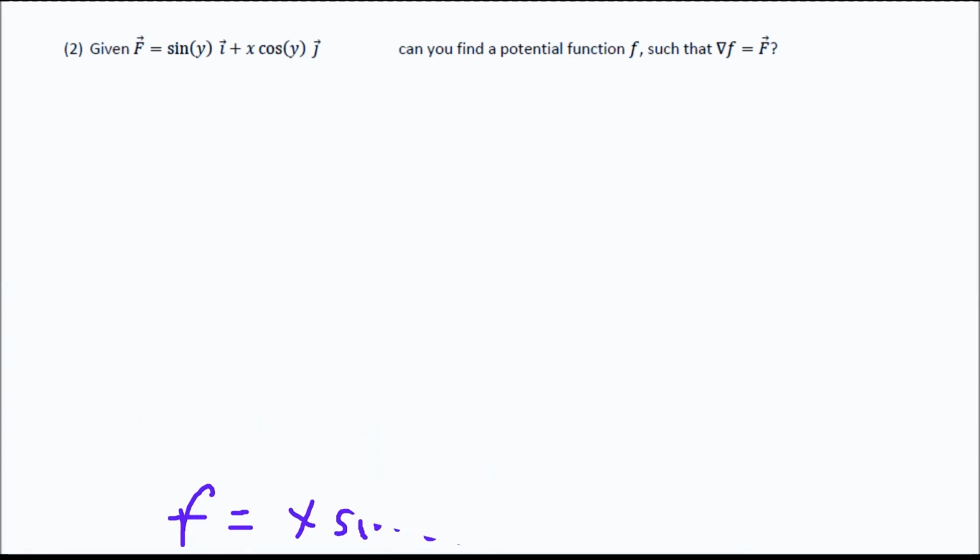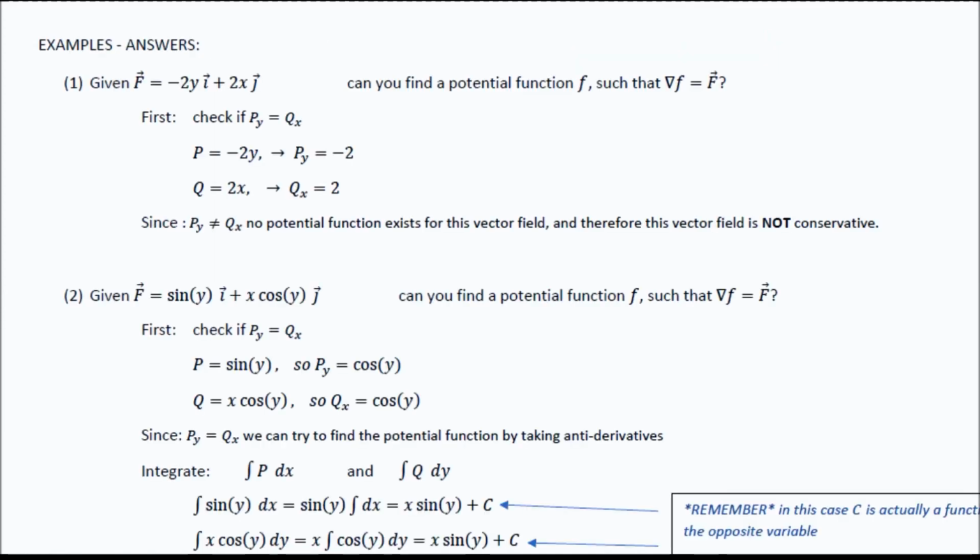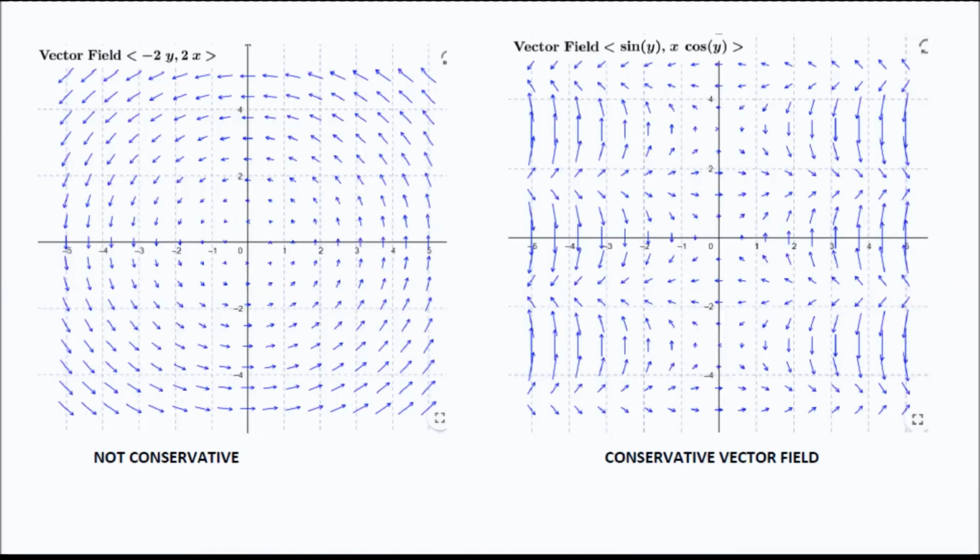So hopefully you tried those on your own. Maybe even pause the video and work through it, or do those examples again to see if they made sense. I did include the answers, of course, in your notes, so you can check them as well. But I wanted to finish up this video by talking about our graphs of vector fields and what it means if they are conservative. So this first vector field, that was my first example that we showed was not conservative, and it looked like this.